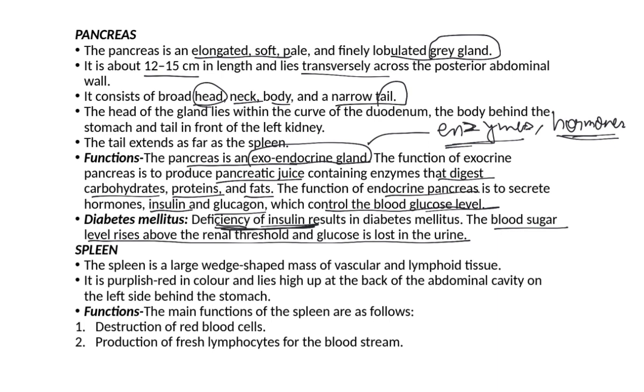The next organ is spleen. Spleen is a large wedge-shaped mass of vascular and lymphoid tissue. So the whole organ of spleen is formed by the vascular tissue as well as lymphoid tissue. It is purplish red in color and lies high up to the back of the abdominal cavity on the left side behind the stomach. Its functions are destruction of red blood cells and production of fresh lymphocytes for the bloodstream.